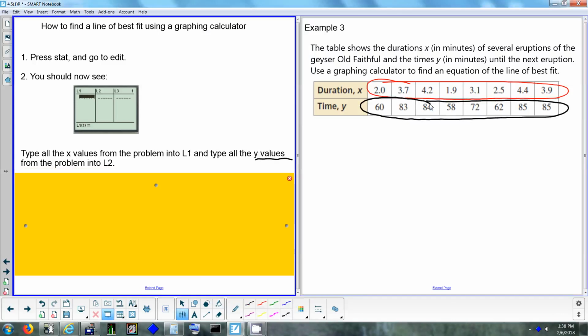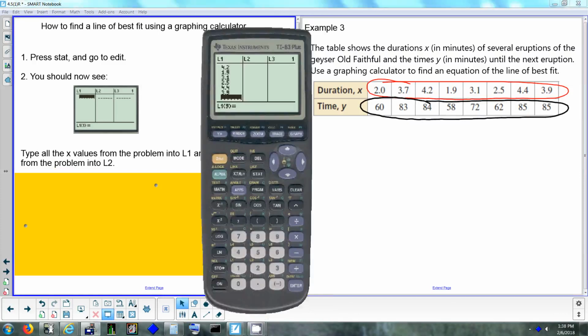Wait, how do I go to L2? All right, let me show you how to go to L2. If your screen looks just like that, press the right arrow. I did. And now you should be in L2. No, I'm still in L1. And you press the right arrow? Yeah. Oh, she did not. You were in L3.